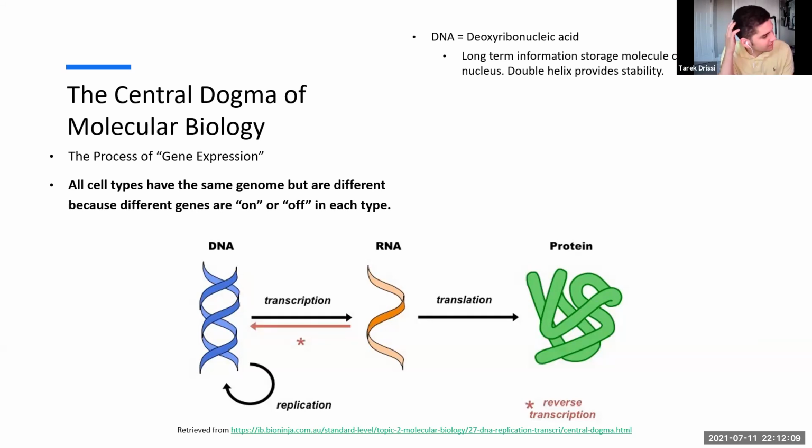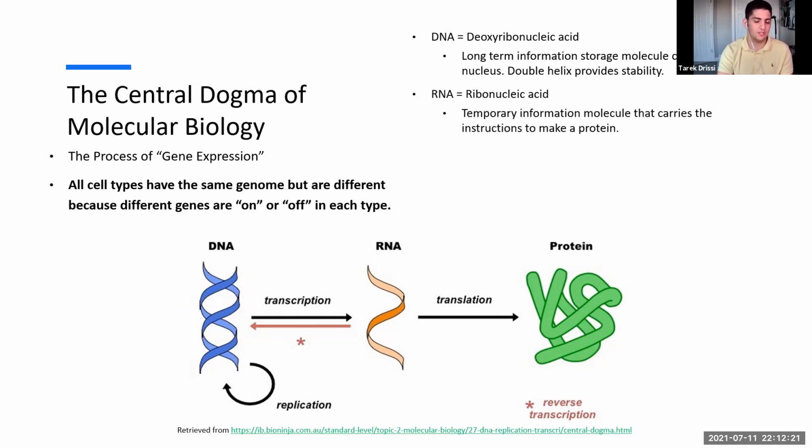And because it's stable, we can't really move it. So we can't really take it and make a protein directly off of it. We need an intermediate that is temporary. So we use RNA. When we transcribe DNA, we form something known as messenger RNA, or mRNA, as you might have heard, COVID vaccines are actually mRNA vaccines. Same molecule. RNA is called ribonucleic acid, and it is a temporary information molecule that carries the instructions to make a protein.